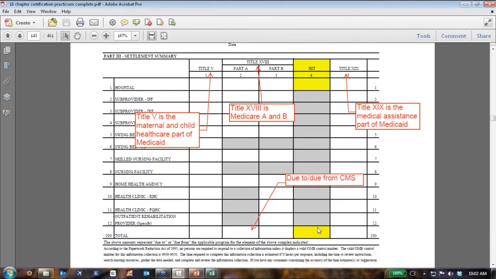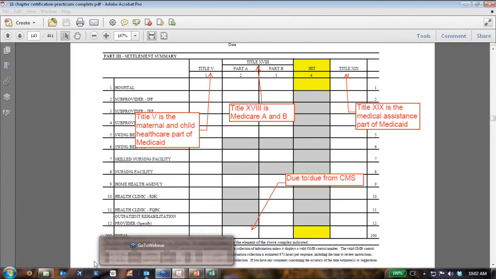So the most important line on this bottom half, on this settlement summary, part three, is this last line, 200. Every single one of these programs has at the end of it either a due to or due from CMS line. So either you owe money to CMS, or CMS owes you money.